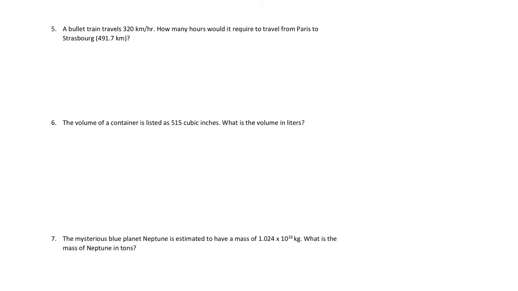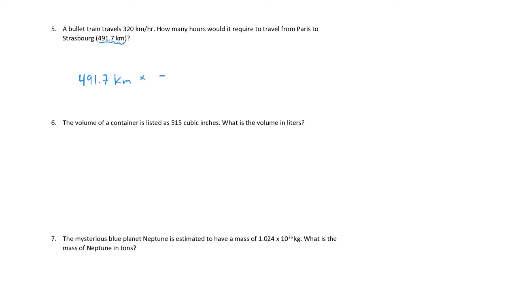Okay, so this next example, number 5, should probably be somewhat simpler now that you've done this a few times. So we're said a bullet train travels and it gives us the speed in kilometers per hour. And we're asked how many hours would it require to travel from Paris to Strasbourg, and the distance there is given in kilometers. So we're given kilometers. This is our starting point. So let's write it down, 491.7 kilometers. And we want to know how many hours it would take.